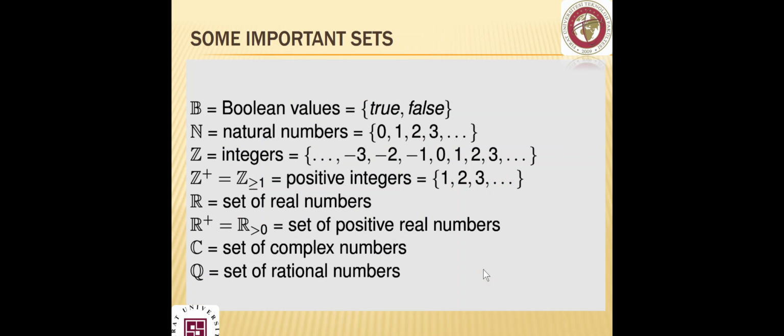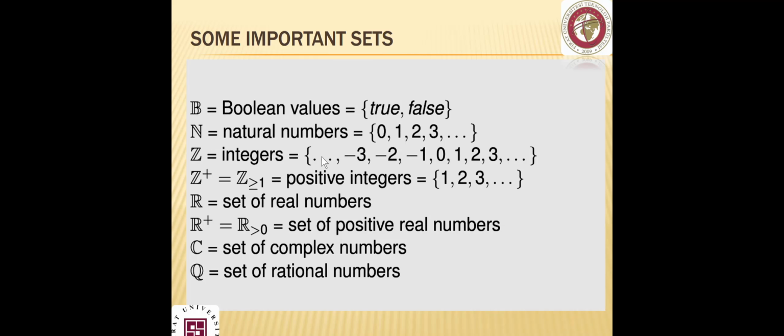All right, let's discuss a few important sets that we usually use in many definitions of discrete mathematics. We have the Boolean values, true and false, only two elements. And we have the natural numbers. Natural numbers are all positive integers plus 0, or 0, 1, 2, 3, etc. Then we have the integers.